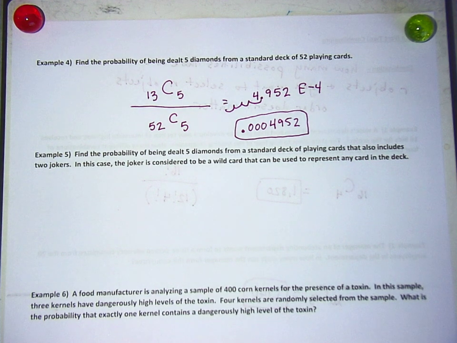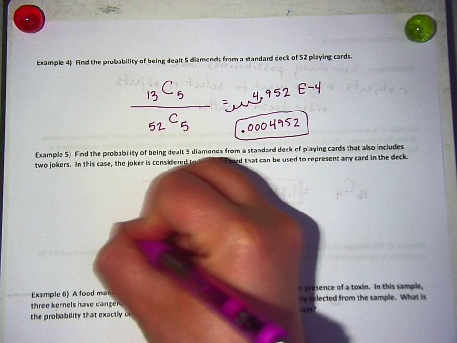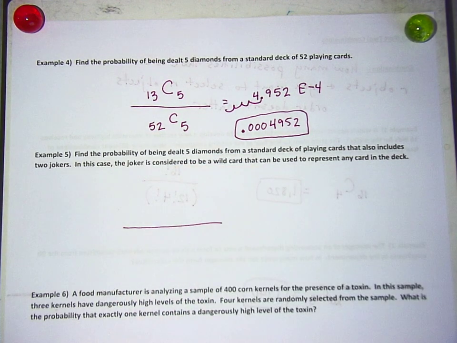No worries, come on in. Find the probability of being dealt 5 diamonds that also includes 2 jokers. In this case, the joker is considered to be a wild card that could be used to represent any card in the deck. All right, we're not going to do this as partners. I just want to talk to you guys about it. So does anybody want to take a guess at this and get a prize for it?